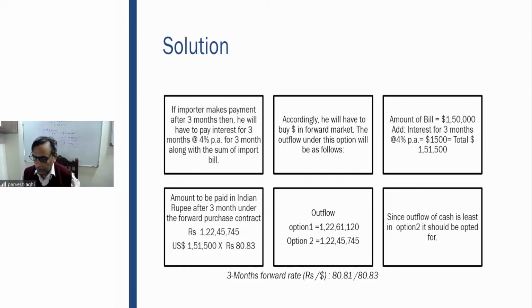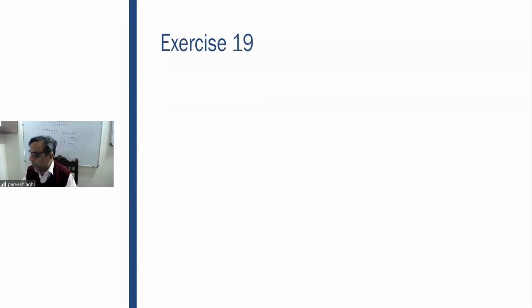Three months rate is 80.83. So tell me if I have not made a mistake while solving it, because he's saying immediately benefit pay after 2 months. Absolutely right. So Prashant, the answer is coming 1 crore 22 lakhs 45,745. So benefit to pay after 3 months. Very good. So let's move on to the next question.